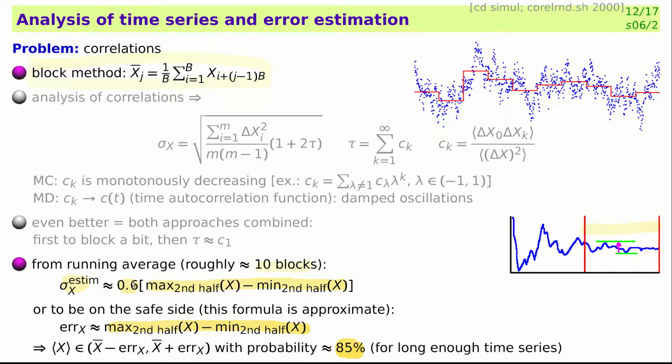So 0.6 gives you something which is equivalent to 10 blocks. 10 blocks even ideal, still the distribution isn't Gaussian quite well, but if you have many data, then you'll get some reasonable information by comparing different measurements and so on.